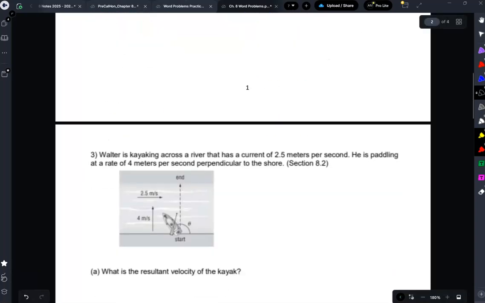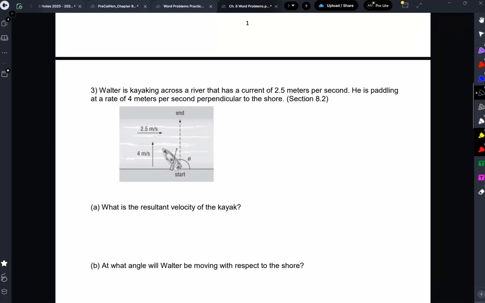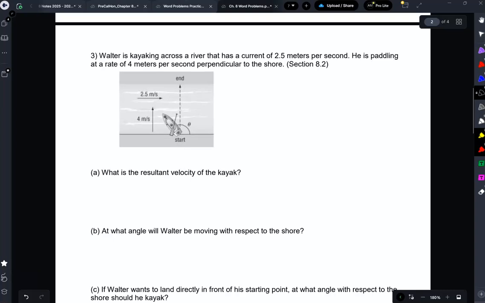Okay. So next, Walter is kayaking across a river that has a current of 2.5 meters per second. He is paddling at a rate of 4 meters per second, perpendicular to the shore. What is the resultant velocity of the kayak?